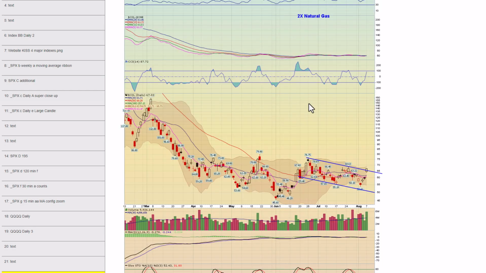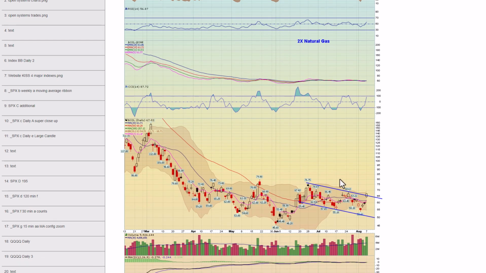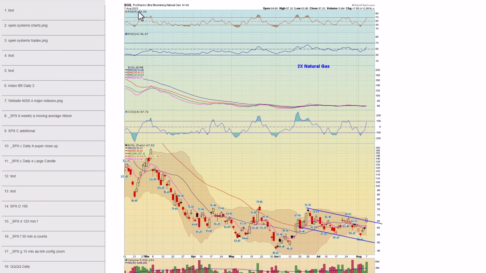Next. Chart 78, BOIL. That's the two-times ETF for natural gas. I meant to have this up with the natural gas chart. Nice volume today. Broke slightly of this channel line. We'll see if this can get some follow through. I don't like these ETFs. They don't trade very well, but it's either this or UNG.